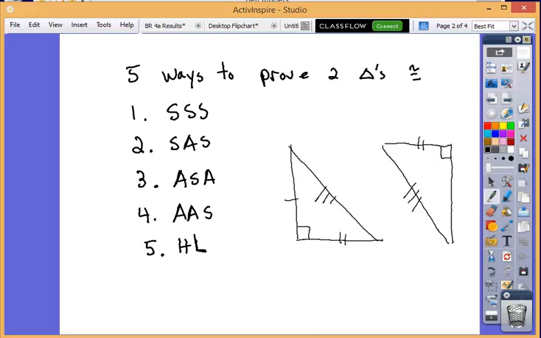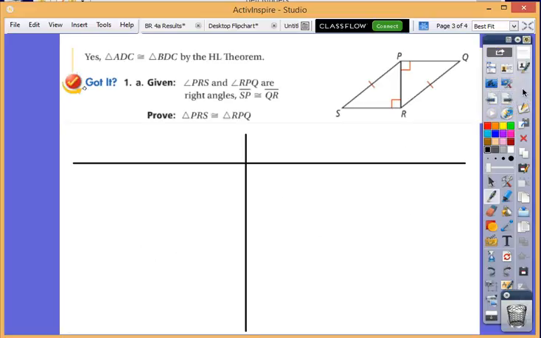Hypotenuse leg. So remember, every situation will have 3 pieces of information that tell you that the 2 triangles are congruent. And when we say the triangles are congruent, then after that we actually know 6 pieces of information to be true. And we'll talk about that in more detail in a different class. All right, so let's take a look at this hypotenuse leg stuff.